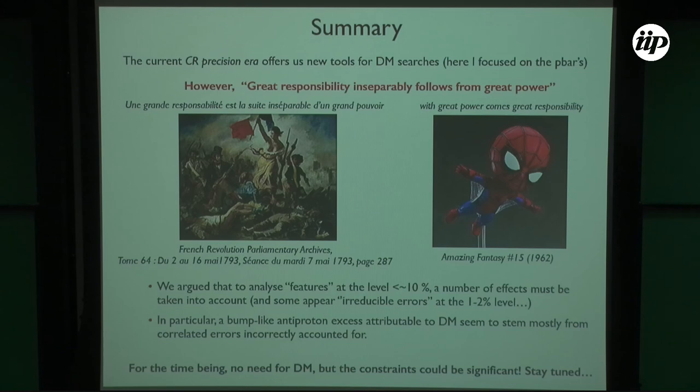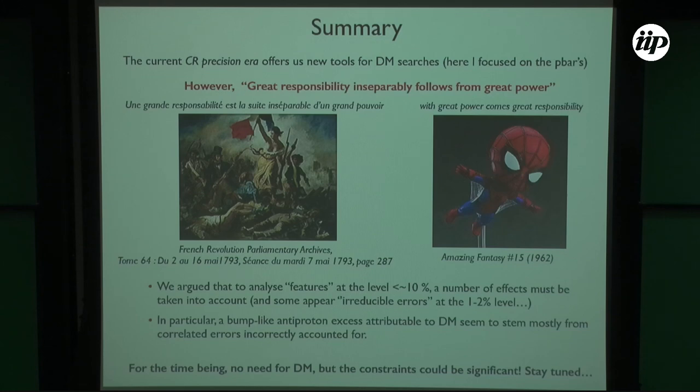If you want to analyze features at the 10% level or few percent level, unfortunately, you should take care of a lot of effects. So we wrote a supplemental material, 20 pages, just to list every effect which enters at least at the 1, 2% level, which we have to take care of. Okay? And the most relevant thing is that the bump-like feature, which by eye seems to be present in the data, fortunately seems to be coming from correlated errors incorrectly accounted for. Of course, we hope that the AMS collaboration will publish this information and this will settle, hopefully, this issue.